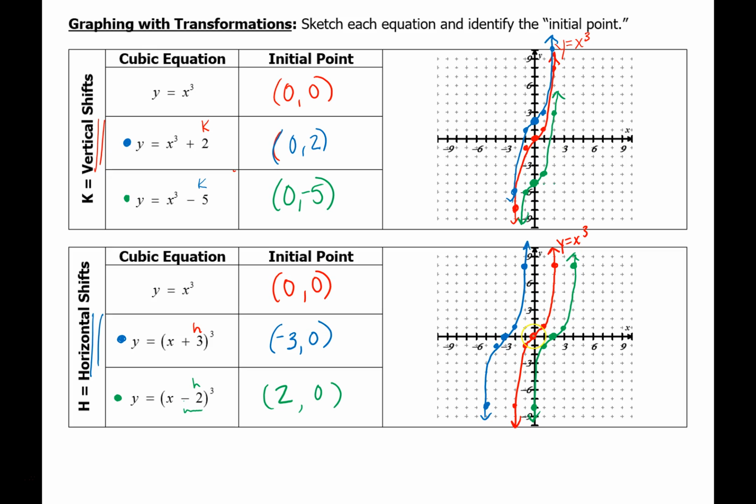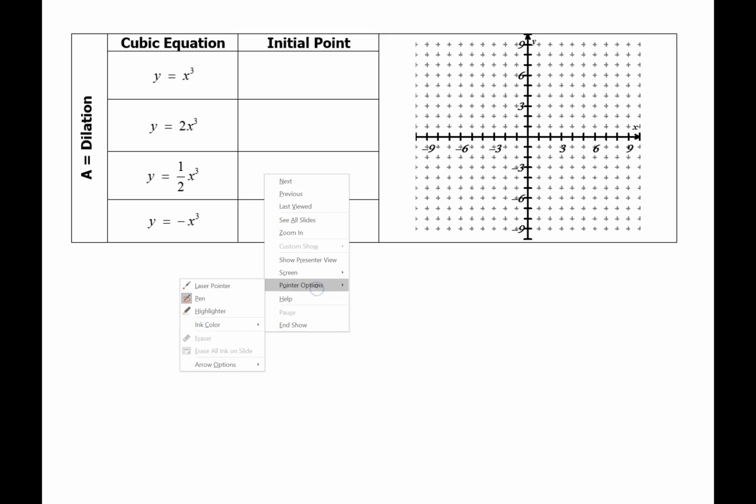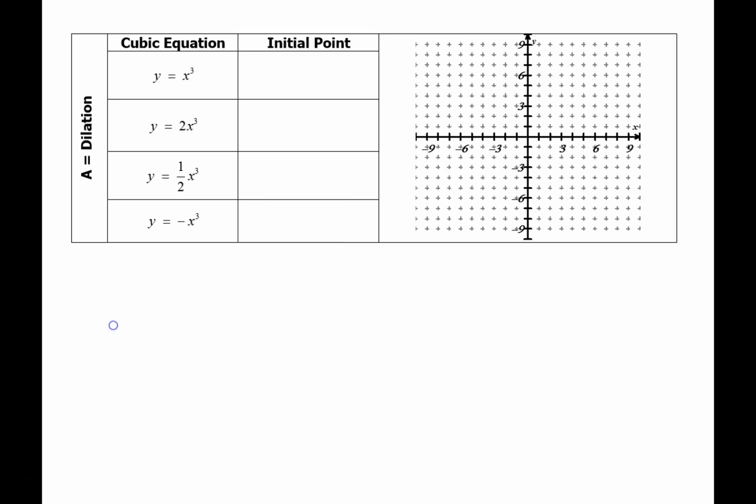Notice that the initial point that started at 0, 0, depending on what h was, either moved left if it was a positive number or right if it was a negative number. All right, last thing we need to talk about is the a value. That's the value that's out in front of the quantity that's being cubed. That a value, just like before, is going to give us a dilation, meaning that it's going to either vertically stretch or shrink the parent function. So my initial point for the parent function is 0, 0. Let's graph it again real quick.